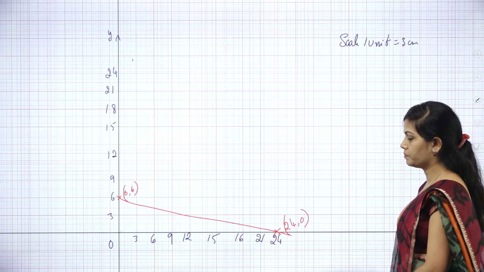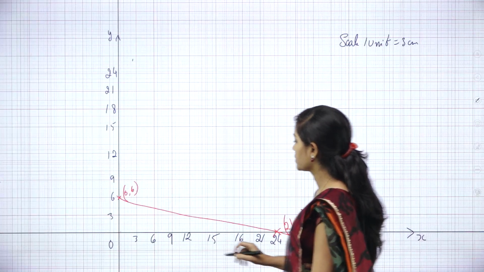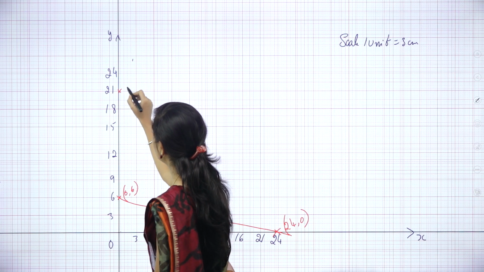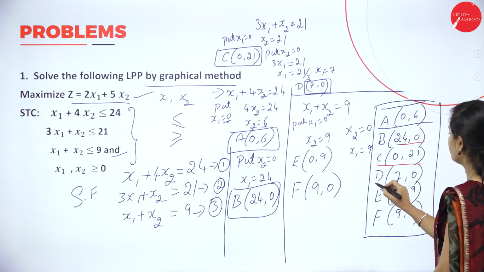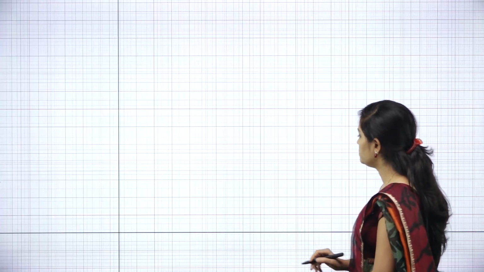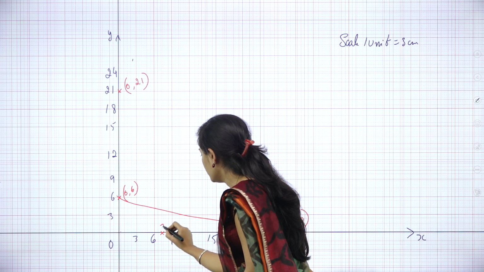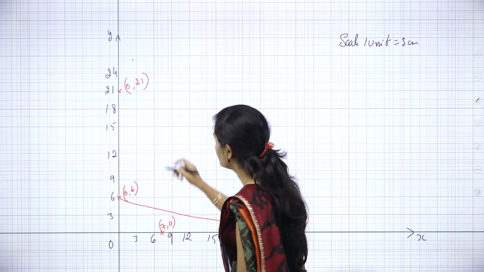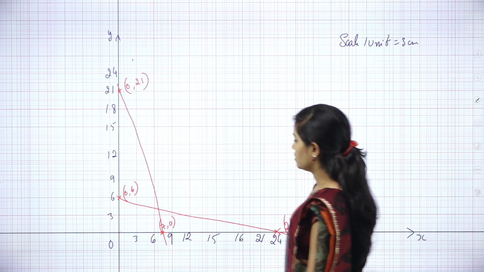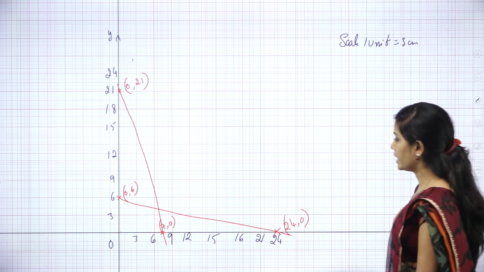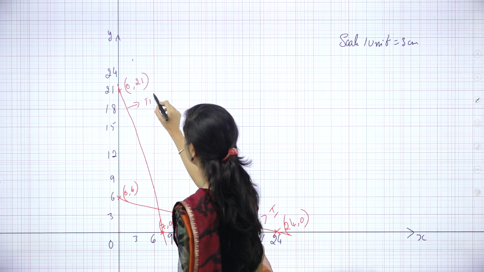So first constraint. And third point is C of 0, 21. 0 and 21 is here. 0, 21. And the fourth one, we have 7, 0. This is 7. 7, 0. So join these 2 lines. Have joined 2 constraint lines. So this is the first constraint and this is the second constraint line.